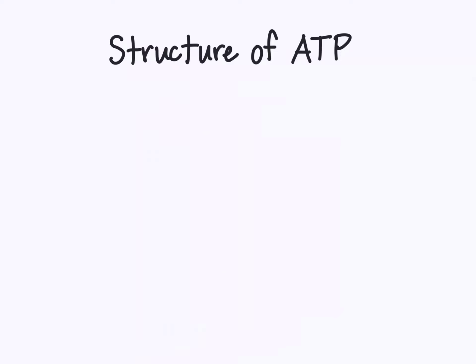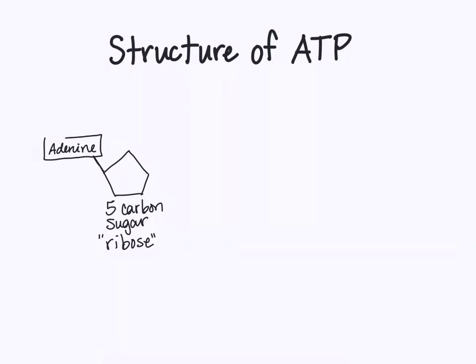So first of all, adenosine triphosphate has a ribose sugar. It looks kind of like a pentagon, and this is a 5-carbon sugar called ribose. And this is the same 5-carbon sugar that you would find in a molecule of RNA. Now, attached to that 5-carbon sugar on one side, you will find a nitrogenous base known as adenine. And this is the same nitrogenous base that you would find in the nucleotide for adenine.